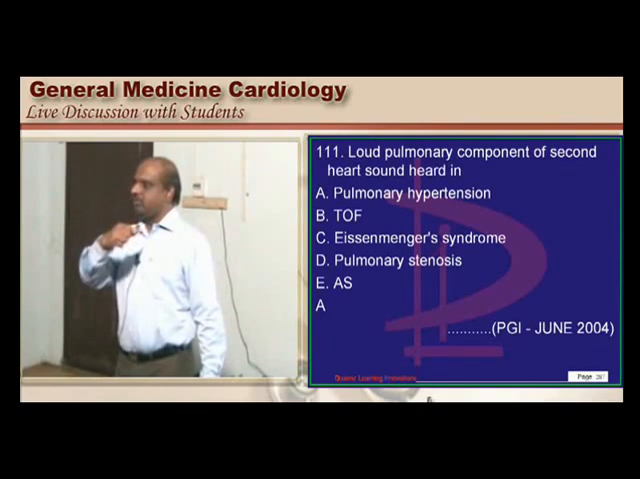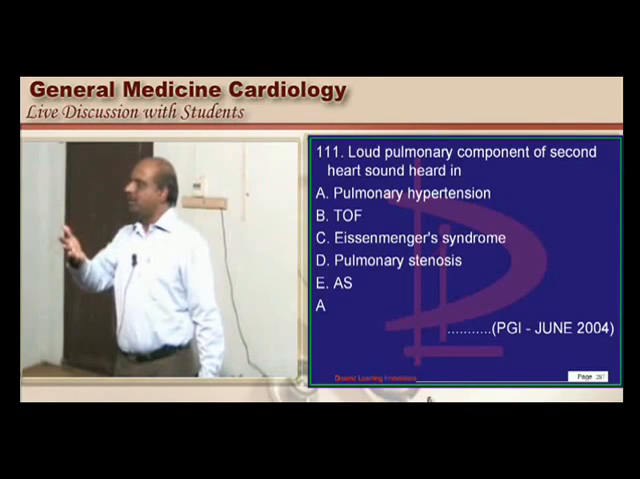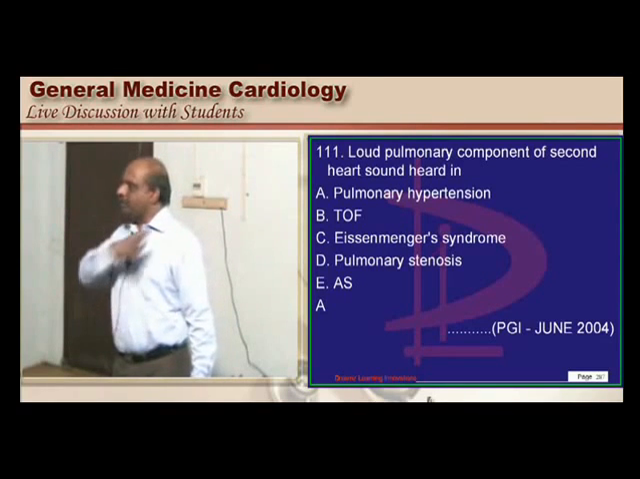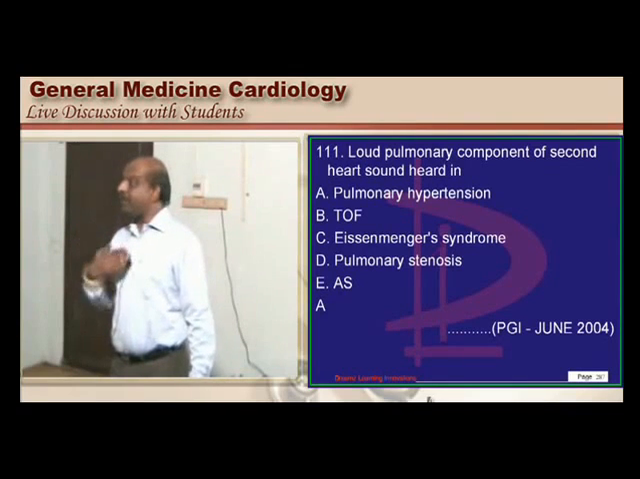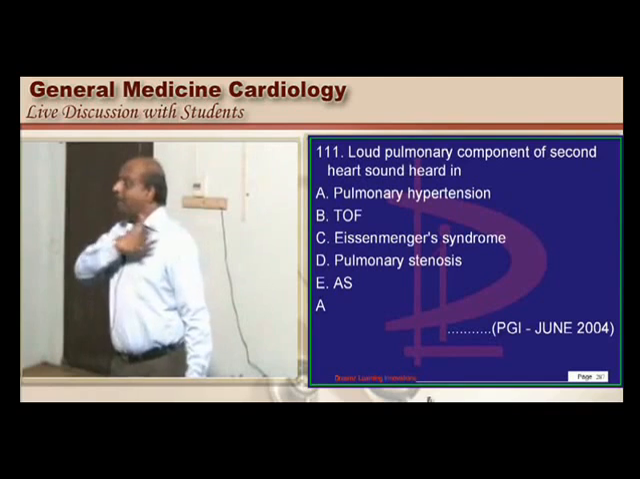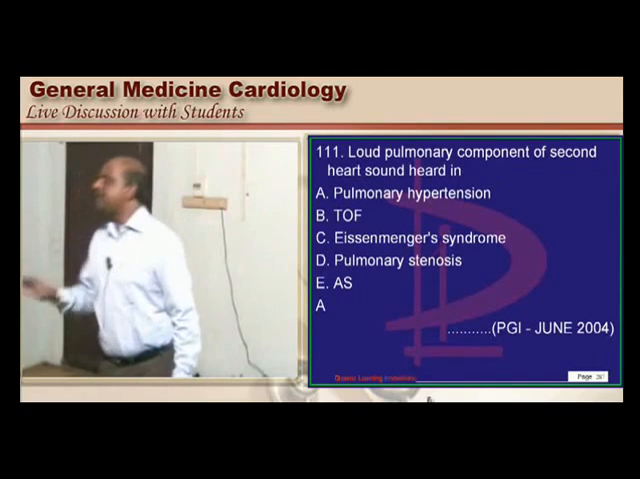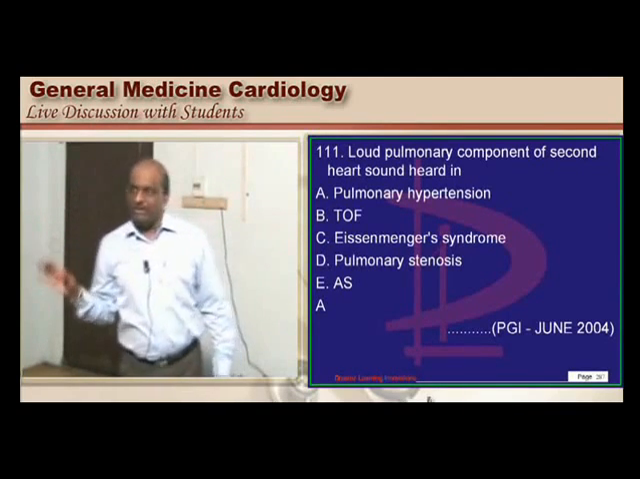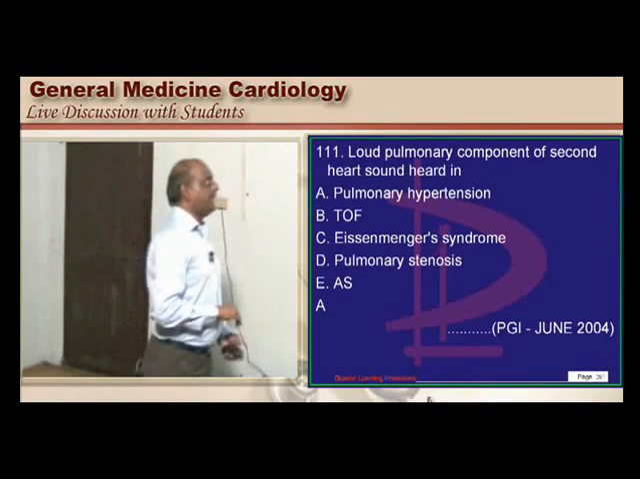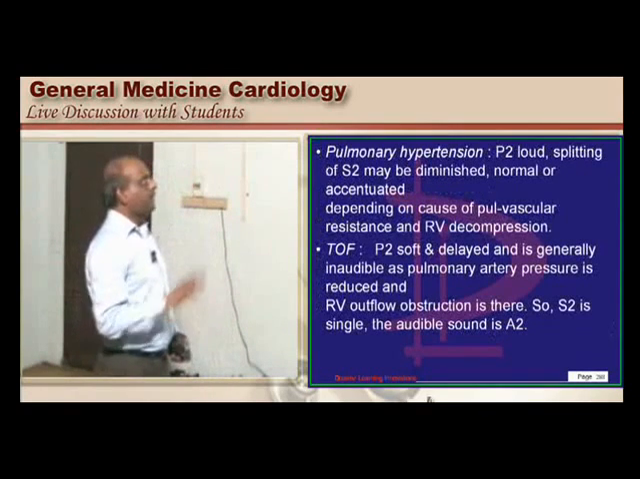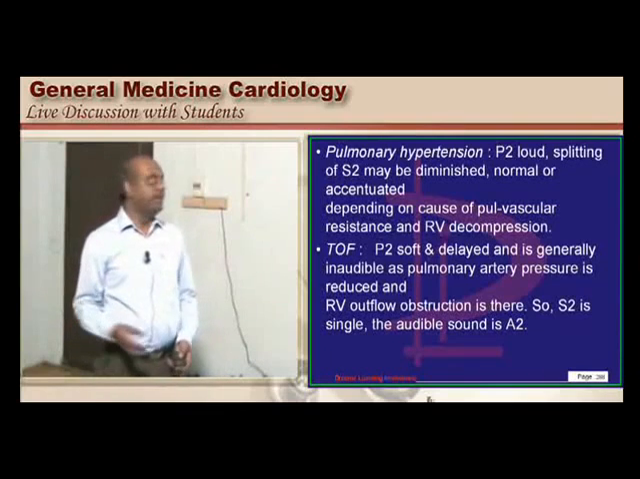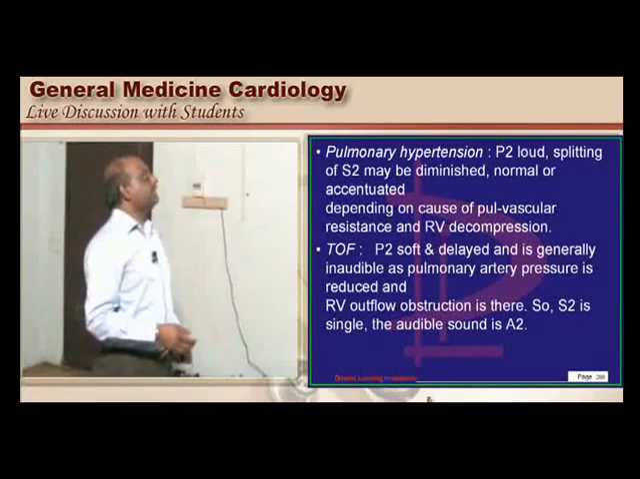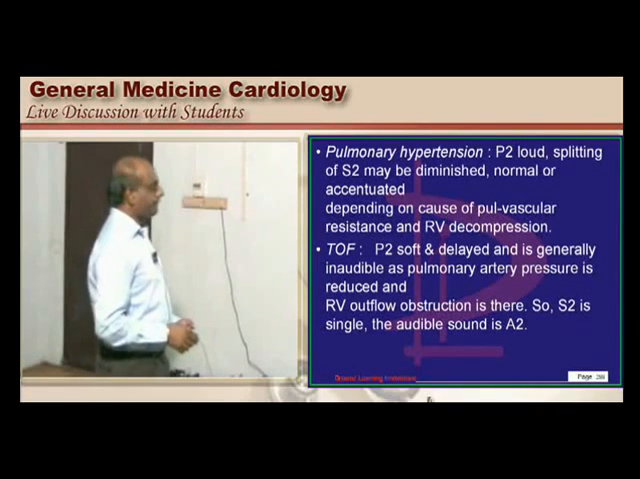You need not even place the stethoscope. A pulmonary knock is a classical feature. A parasternal heave will be there. A palpable P2 is a classical feature of pulmonary hypertension that you need to understand. So a loud P2, with splitting of S2 that is diminished, normal or accentuated depending on the peripheral vascular resistance and RV decompression, is a very classical feature of pulmonary hypertension.